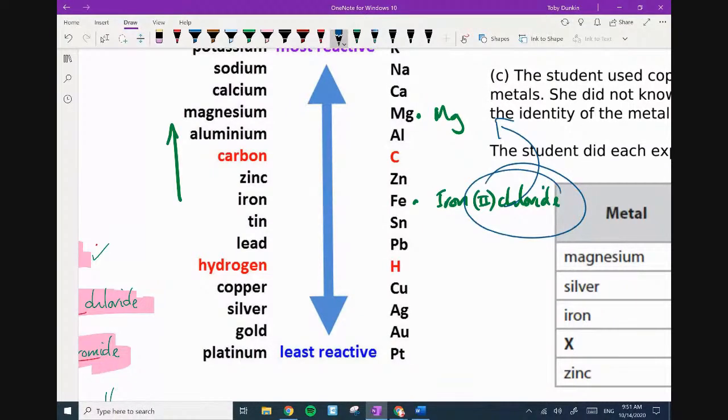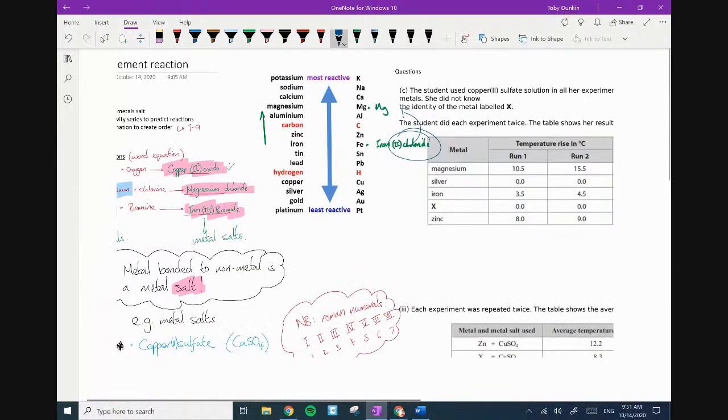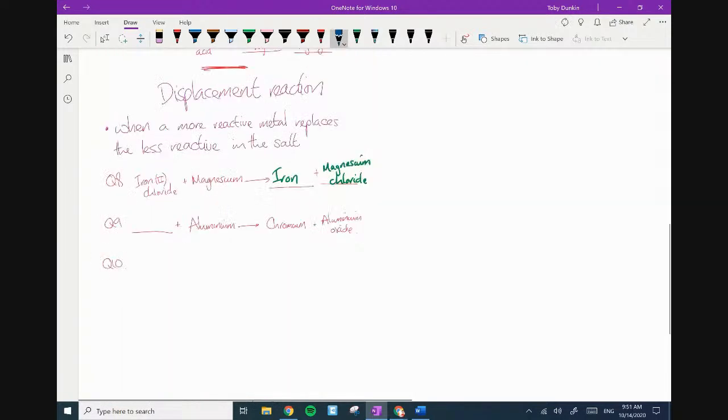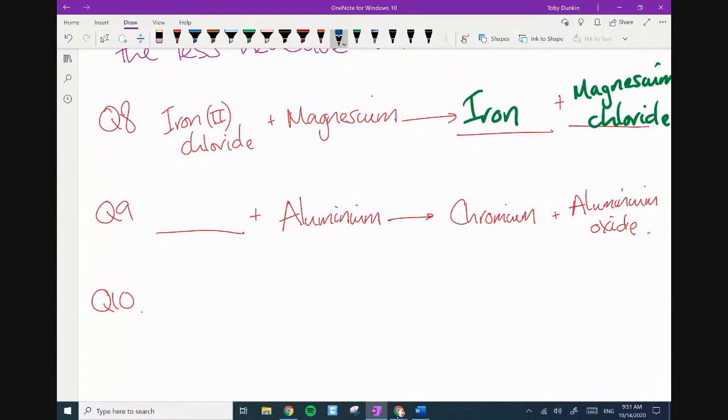I like it. Great job, everybody, with the last question. So if aluminium went in and we produced chromium out and aluminium oxide, we can all now predict that what we had before was going to be chromium oxide. I like it. Chromium oxide. Love it.